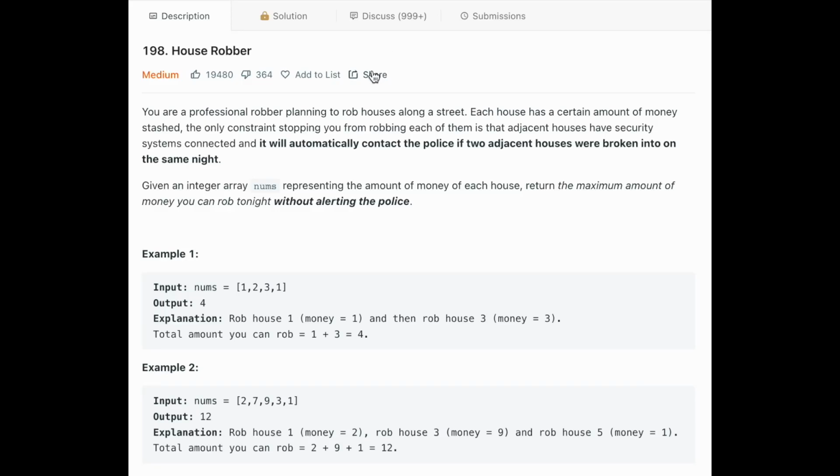Hi guys, today let's discuss the house robber question. This is one of the most classical questions for dynamic programming. So let's go into this question.